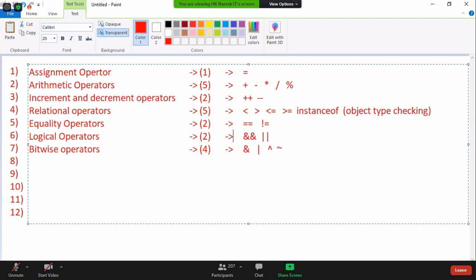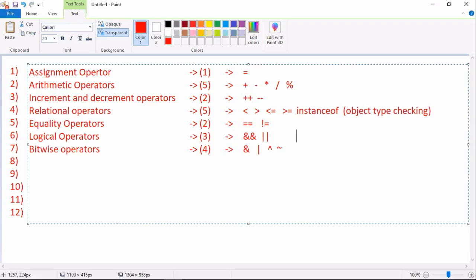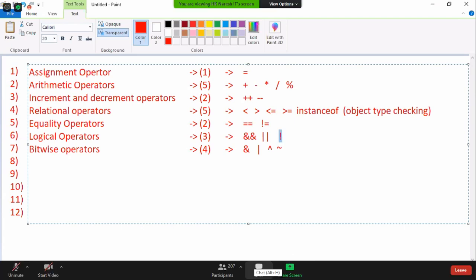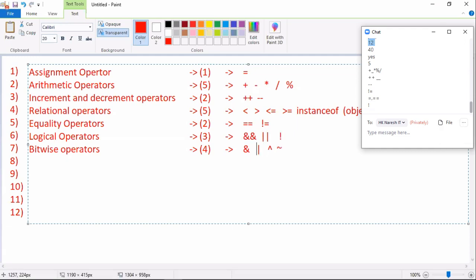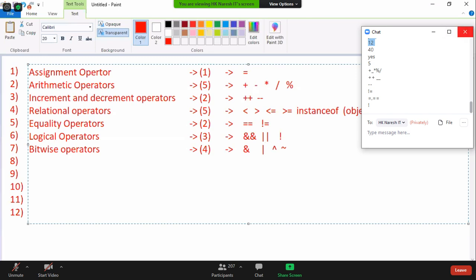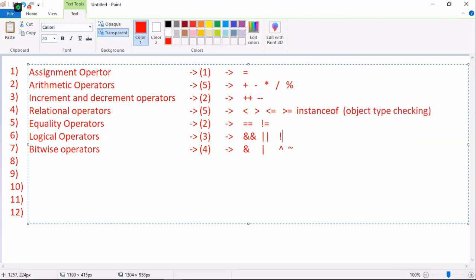We have one more logical operator: not. Not also comes under logical operators. Totally three: double and, double or, and not. Single and, single or, cap, and then negation. We can call it negation, tilde, or bitwise complement operator.